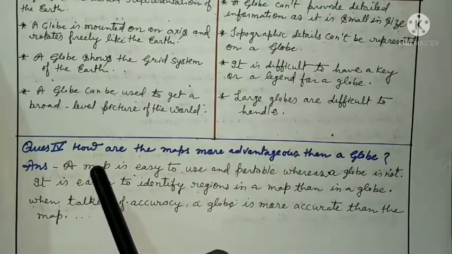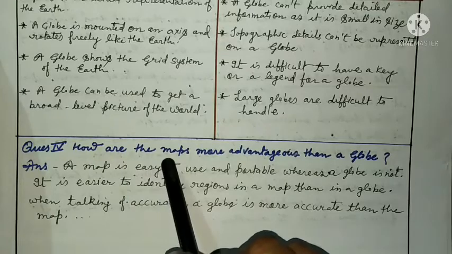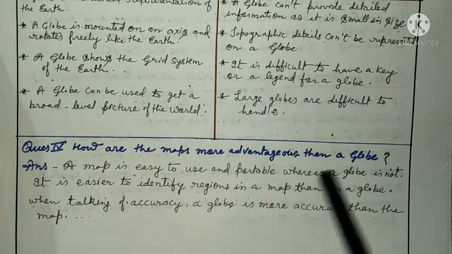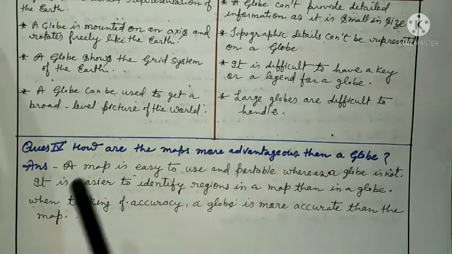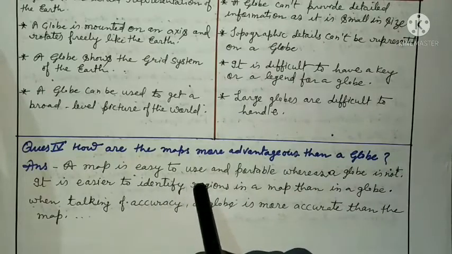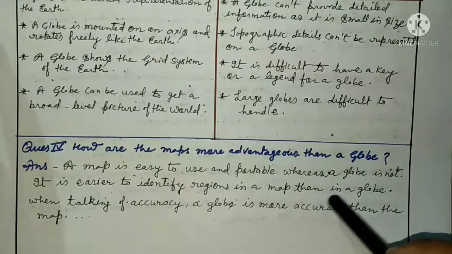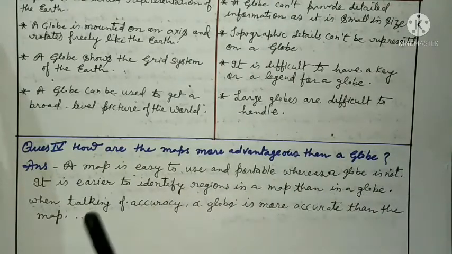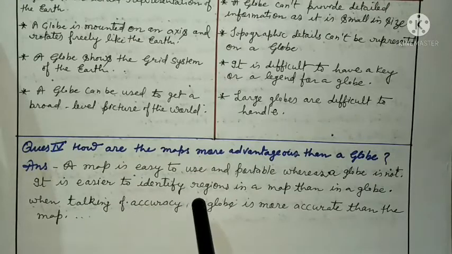Question 4. How are the maps more advantageous than a globe? A map is easy to use and portable, whereas the globe is not. It is easier to identify regions in the map than in a globe. When talking of accuracy, a globe is more accurate than a map.